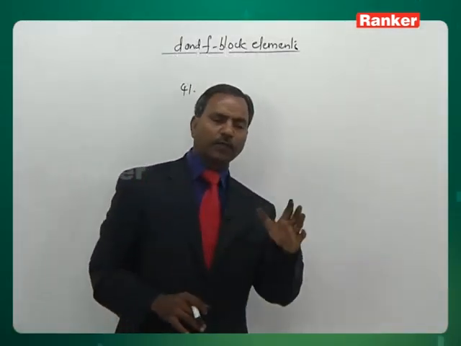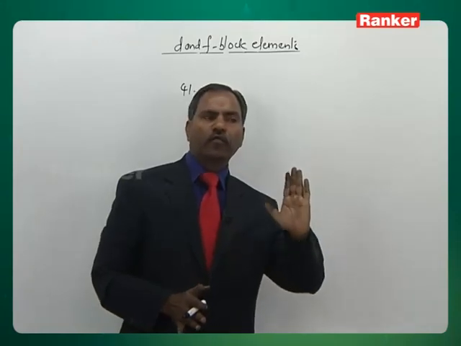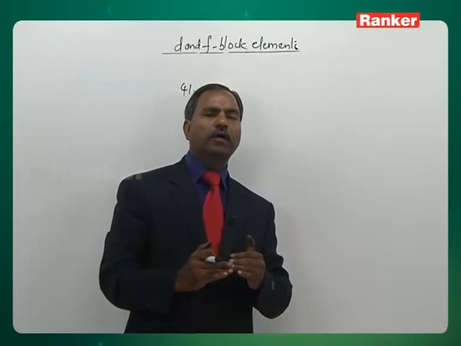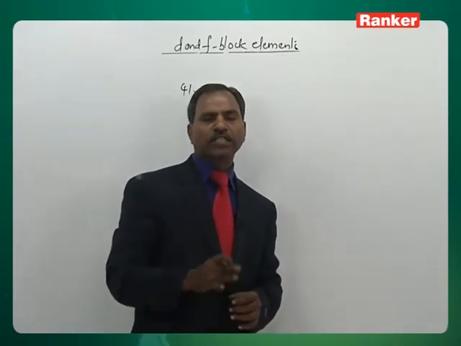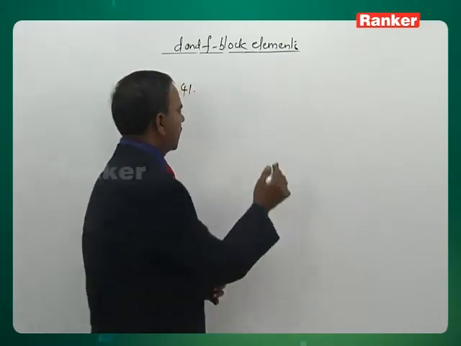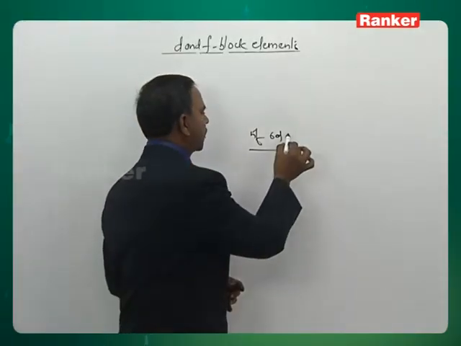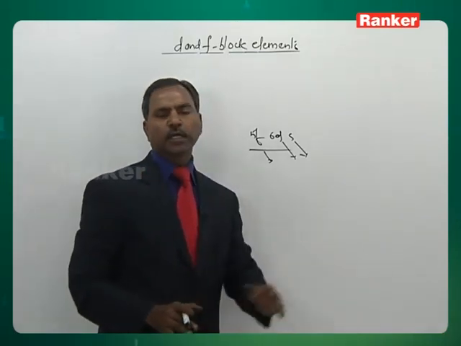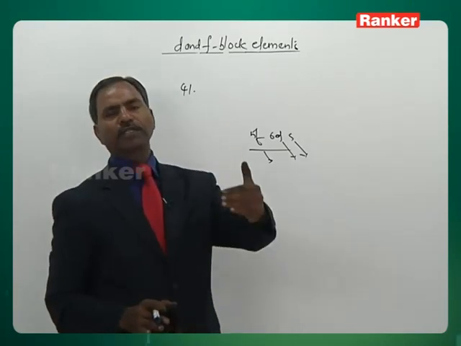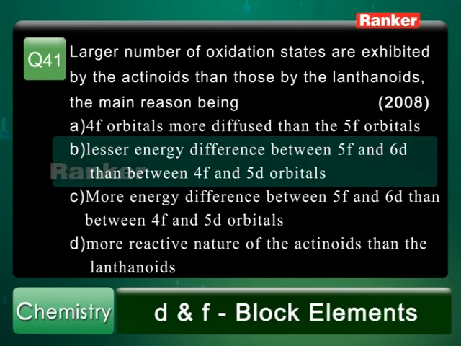What I discussed: the energy difference between the 5f orbitals and 6d orbitals in actinides is less. Therefore, electrons are easily involved from d orbitals and f orbitals in the case of actinides. Coming to option B, lesser energy difference between 5f and 6d. Therefore, electrons from s, d and f orbitals easily enter into chemical reactions. Therefore, actinides exhibit more oxidation states, easily variable, than lanthanides. So here, answer B is correct for question number 41.